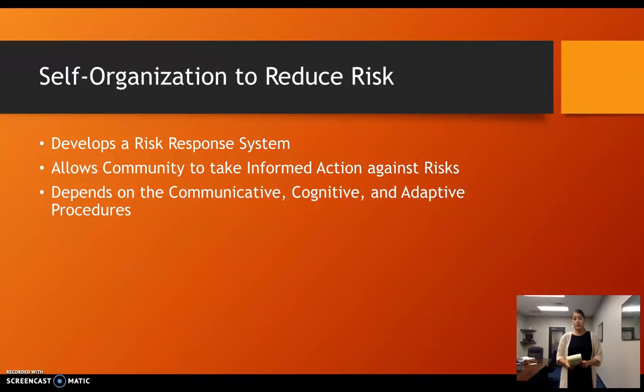Self-organization to reduce risk. This develops a risk response system, and this helps organizations' engagement in self-organizing, and this system helps reduce risks. Allow community to take informal action against risks. This is a measure of the amount of risk that can occur in an organization. And this depends on communication, cognitive, and adaptive procedures.